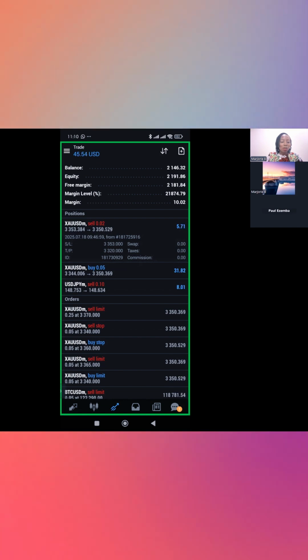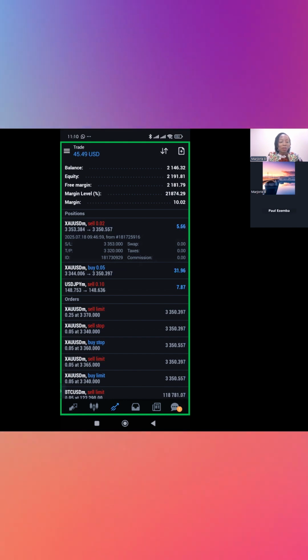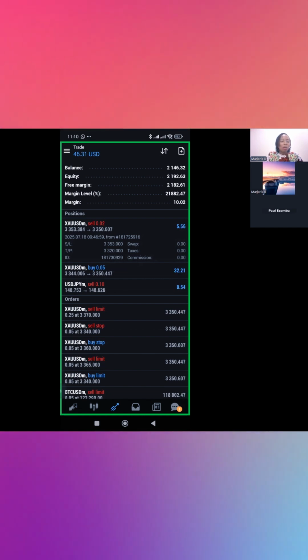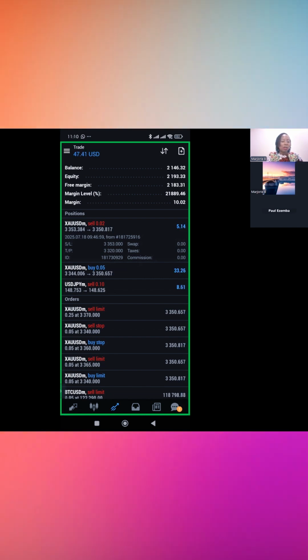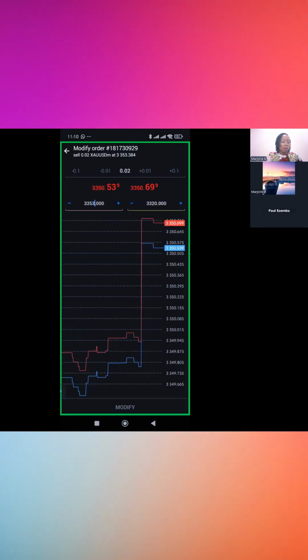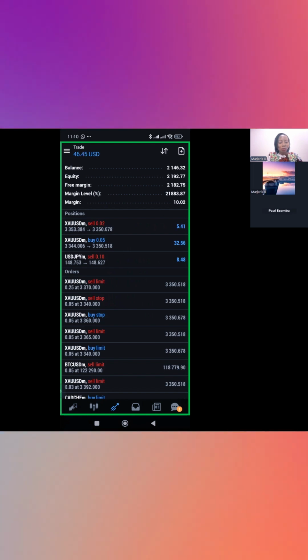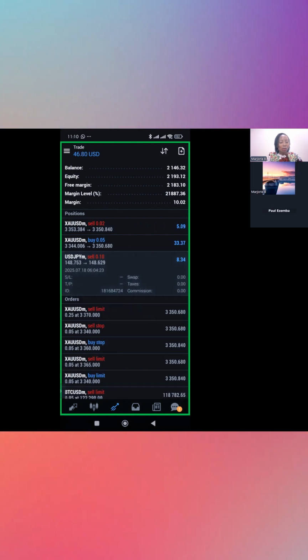this entry was 3353.384. So I can just put it at 3353 so that even if it takes me out of the market, it gives me some coins. Or since the market had moved very much, I can say, okay, let me leave it at 3352 and then let it continue running. So it depends on your own style.